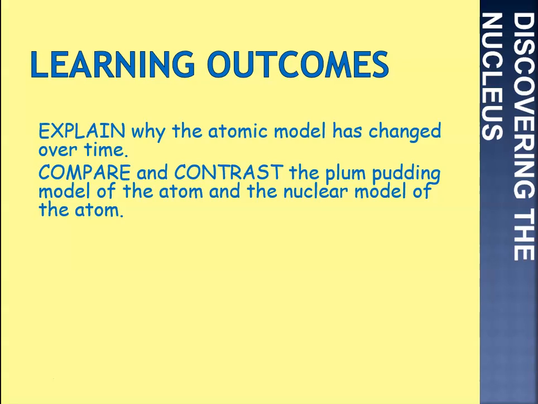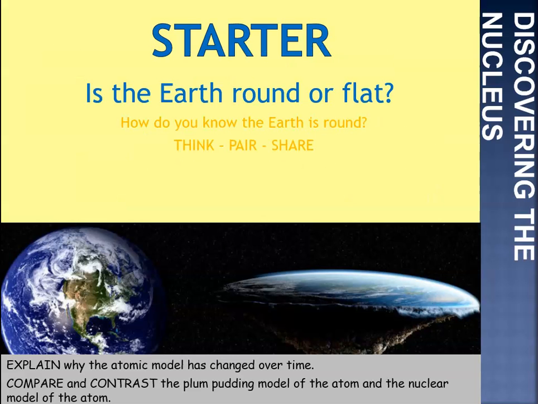Okay, our learning outcomes for today. Learning outcome number 1 is explain why the atomic model has changed over time. And our second one is to compare and contrast the plum pudding model of the atom with the nuclear model of the atom.